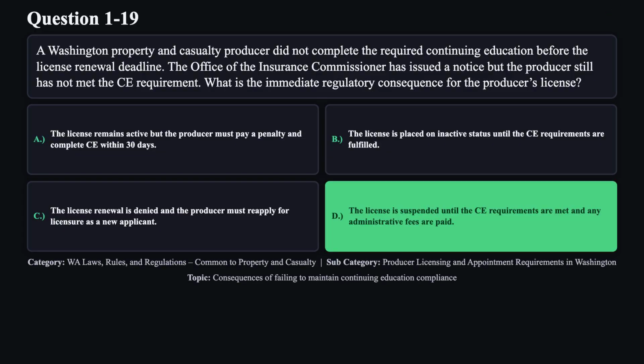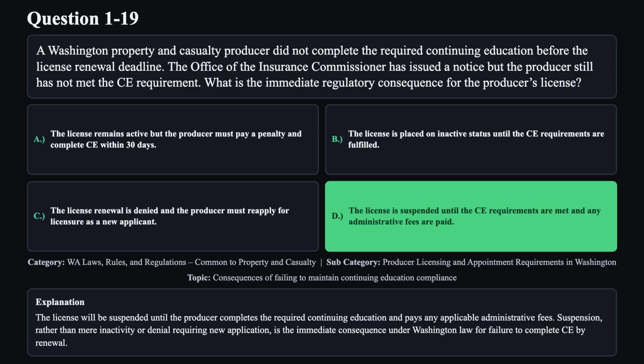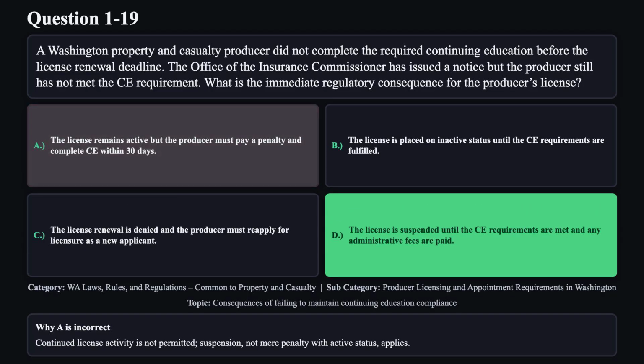The correct answer is D. The license will be suspended until the producer completes the required continuing education and pays any applicable administrative fees. Suspension, rather than mere inactivity or denial requiring new application, is the immediate consequence under Washington law for failure to complete CE by renewal. Reason A is not correct.